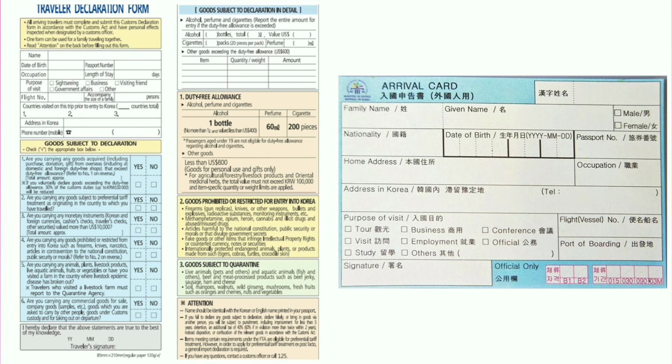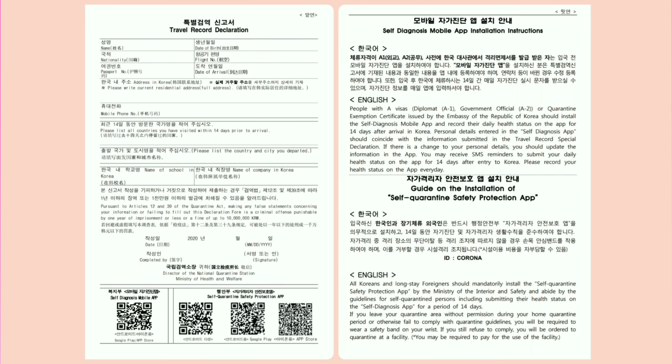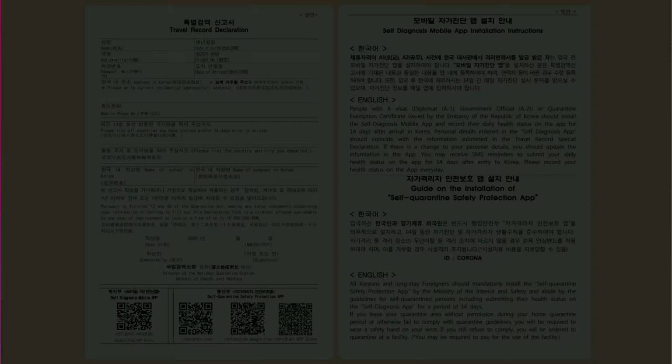Now, for making the process quicker and smoother, you should know your passport number, the quarantine address, the flight number, as well as a Korean local number, and install safety protection apps. The Korean local number is very essential since they will call and confirm your arrival in South Korea.